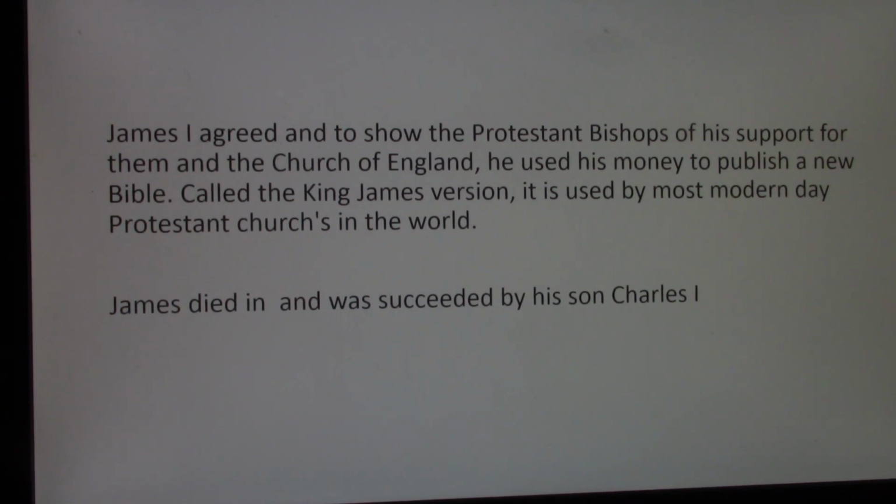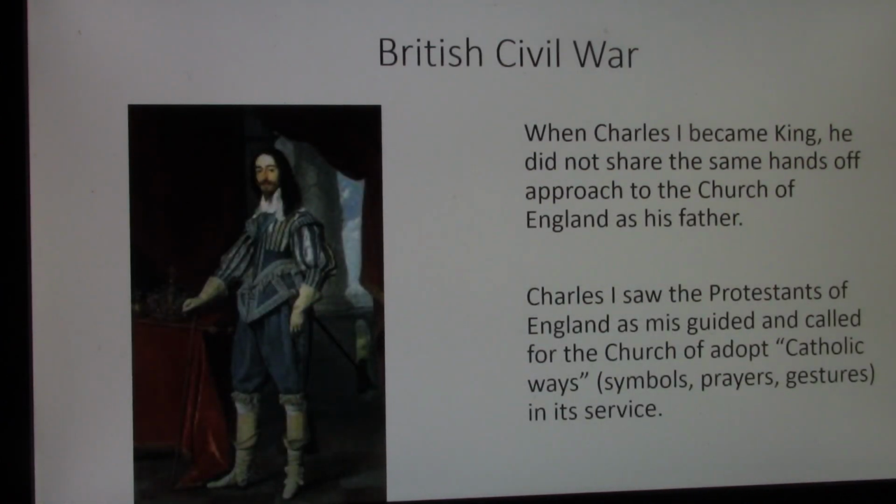Now, James is going to die, and he is going to be succeeded by his son, Charles I. Now, Charles I became king. He did not share his father's approach to the Church of England. Charles I believed that the Protestants in England were misguided and called for the church to adopt what he called Catholic ways. The use of symbols, the use of prayers, the use of gestures in its service.